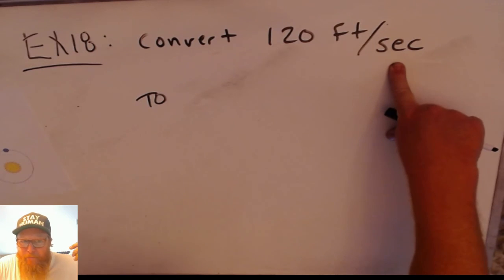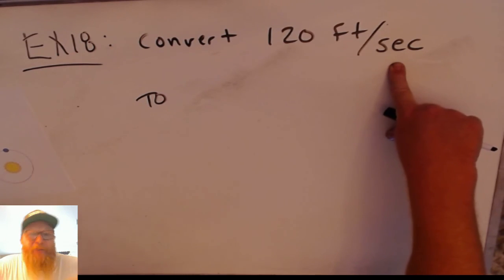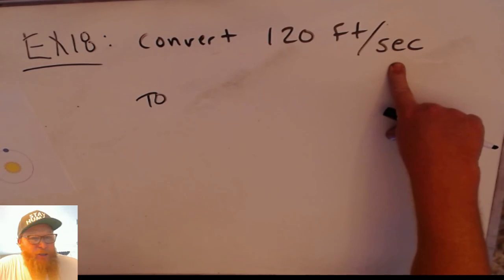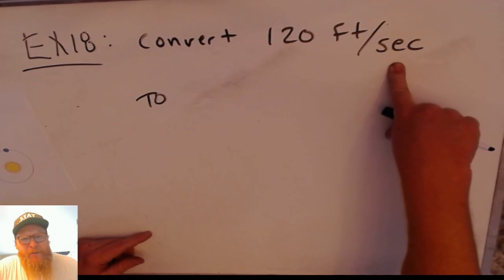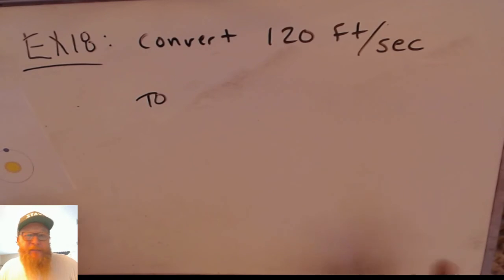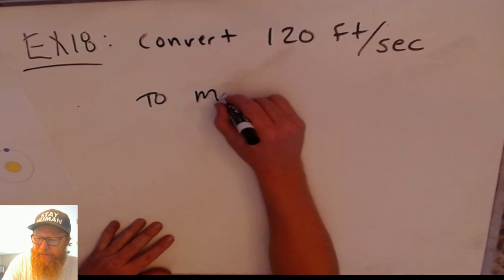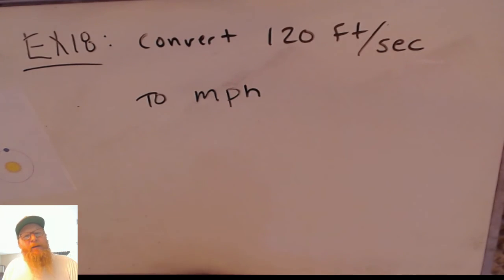It's just very common in the American system to do it that way. In the metric system, it would be meters per second. So if you're taking a physics class or an engineering class, it's often done in meters per second. But in the standard American system, we measure with feet and then seconds. But that's not the way we think, right?